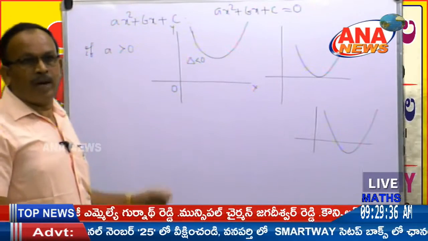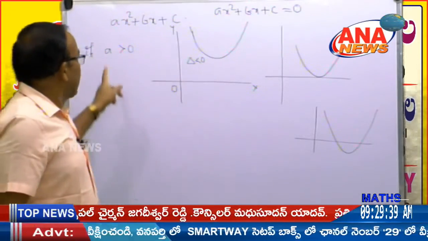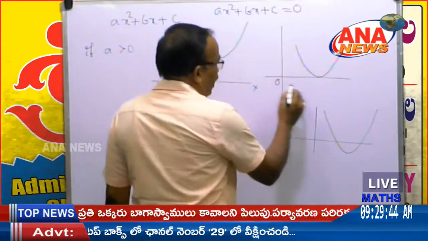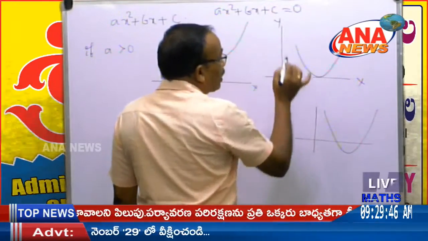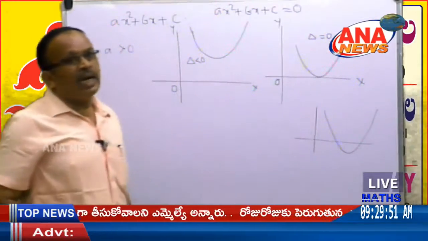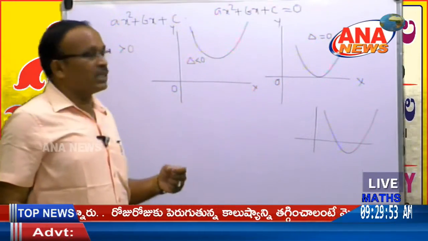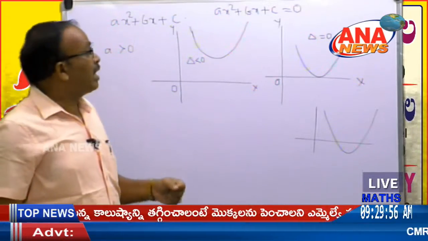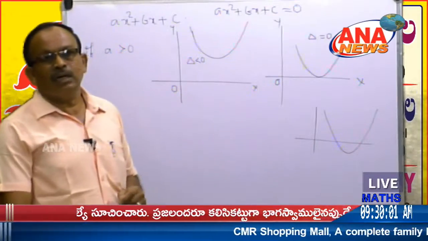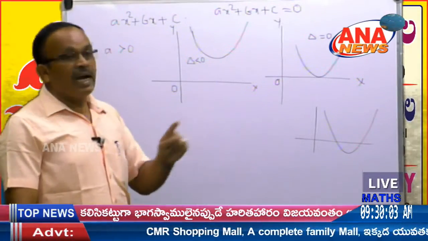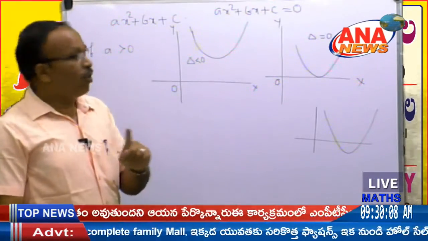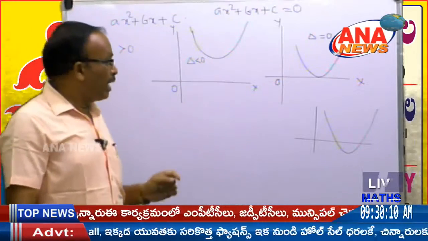Next one. Second case. A greater than 0, open to above, touches the x-axis. Here delta is equal to 0. Already we know delta equal to 0 means roots are real and equal. Equal roots means that the curve touches the x-axis at only one point. That is like that.